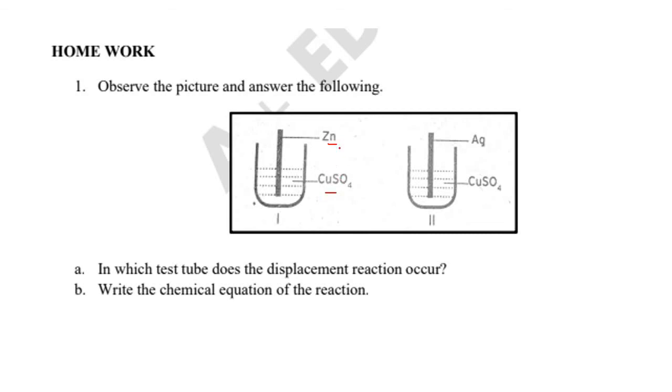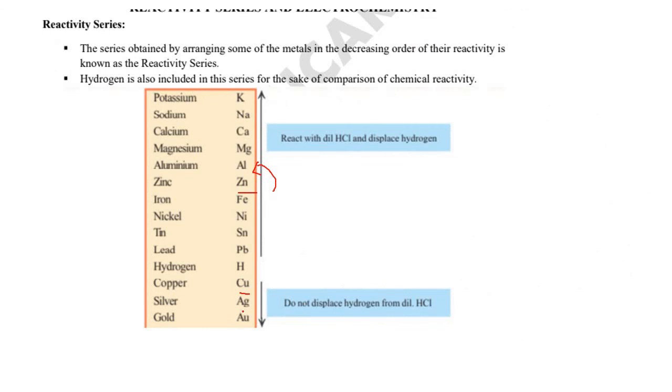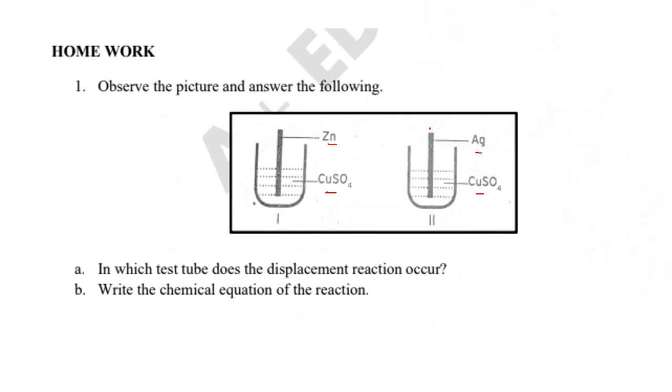But you know that zinc is more reactive, so copper will be displaced from copper sulfate solution. But in the case of silver and copper sulfate solution, can silver displace copper from copper sulfate solution? It can displace only if it is more reactive than copper. But is it so? Is silver more reactive than copper? No, it is less reactive than copper. Silver comes below copper, so nothing will happen to beaker 2.